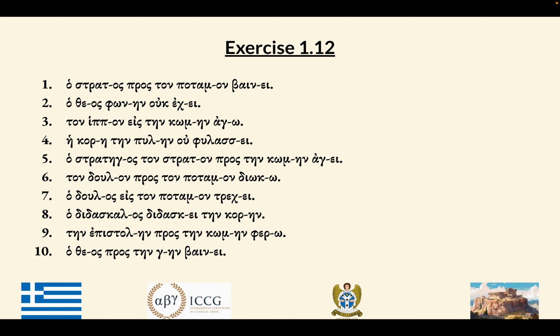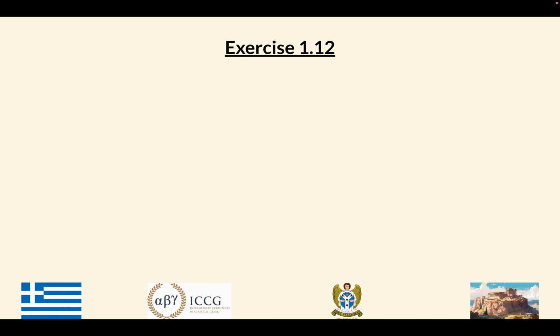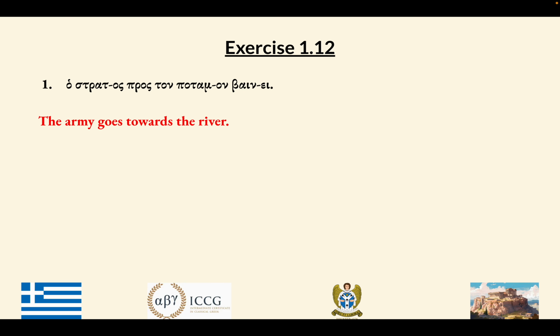Okay, exercise 1.12, here we go. So just like in Latin, you need to look for the subject, look for the object, look for the verb. So number 1, hostratos is the subject. The verb is at the end, bine, and then you need to fit in the rest. Pros ton potamon. So hostratos means the army, bine means goes, and then pros means towards, and then ton potamon means the river. So the army goes towards the river.